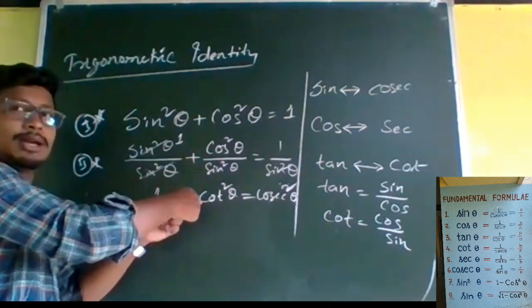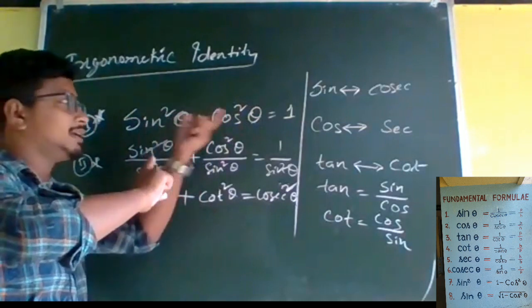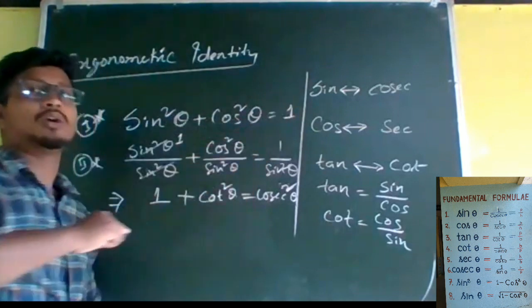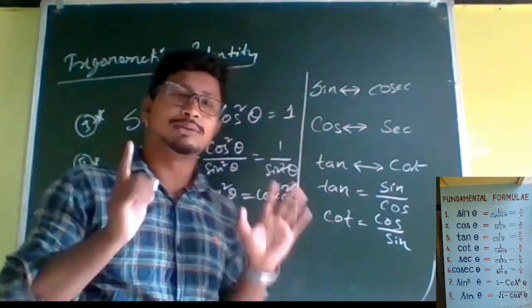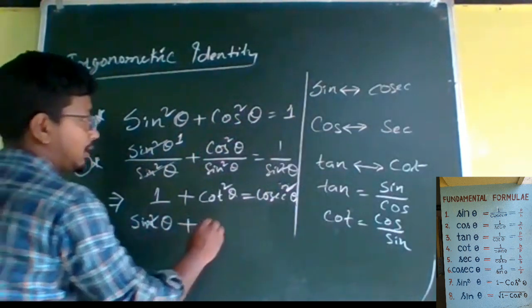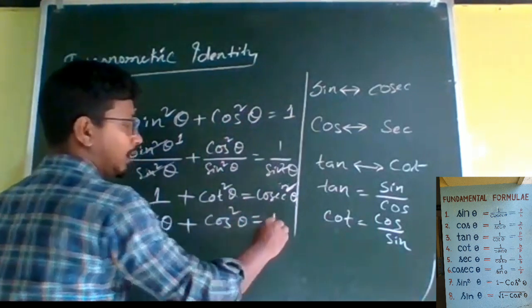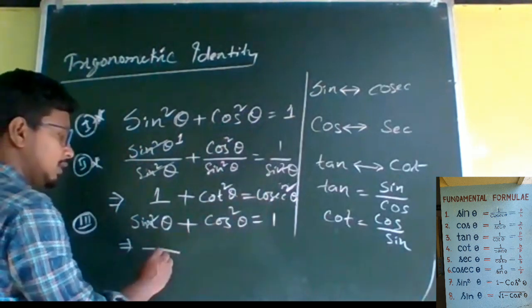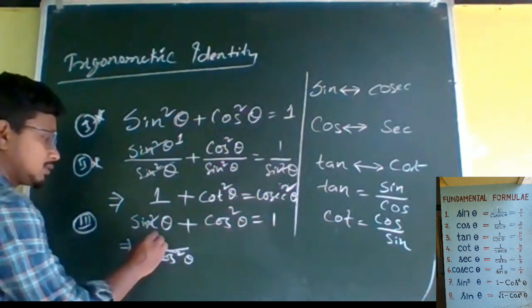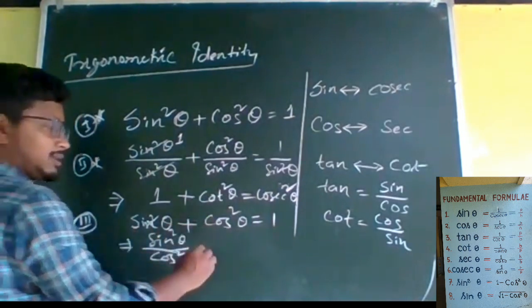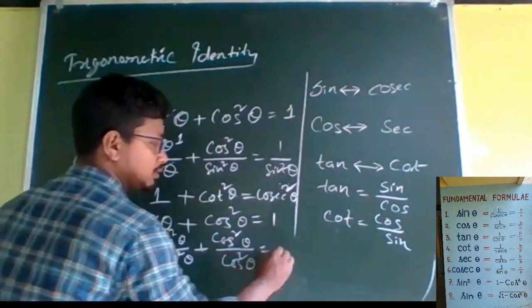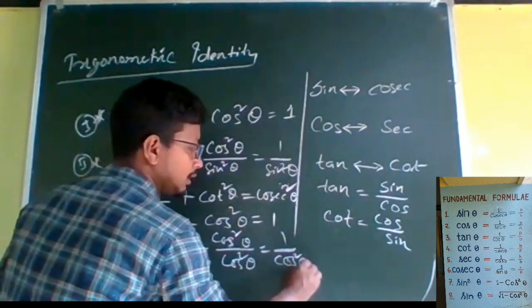To get the second identity, we divided the first identity by sin square. Again, to get the third identity, you divide all the terms by cos square theta. So what will I do here? I write sin square theta plus cos square theta equals 1, our first identity. Now I am going to divide all the terms by cos square theta. Cos square theta by cos square theta, and this side also 1 by cos square theta.